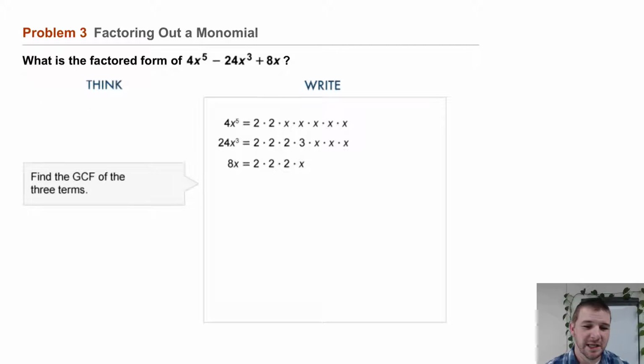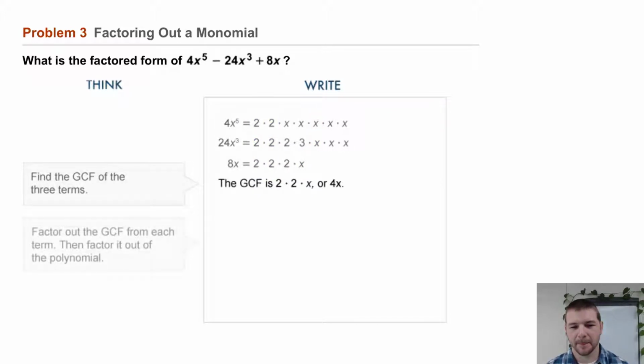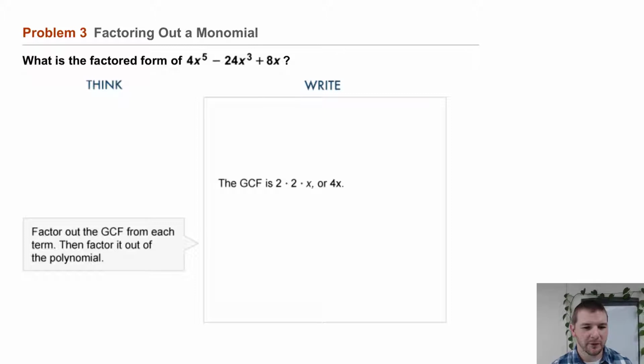Then we find the GCF of the three terms. The GCF will be 2 times 2 times x, or in a simpler form, 4x. Finally, we're going to factor out the GCF from each term, then factor it out of the polynomial.